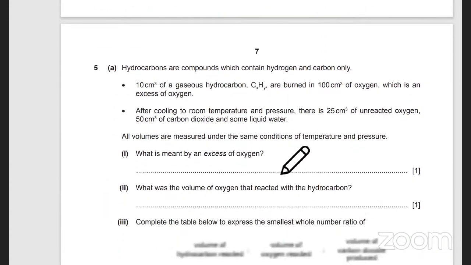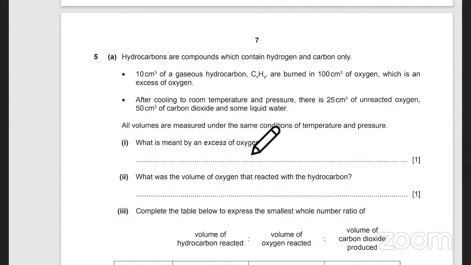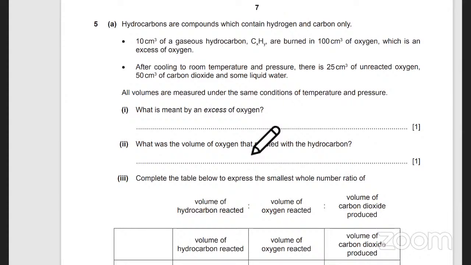What is the meaning of excess oxygen? When something is in excess, what does that mean? It means you added more than the required amount, and it is left unused at the end.